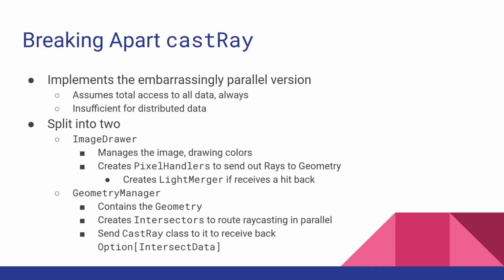Now, these intersectors, we will create 8 to 16 or as many as we want, and we can route the rays being cast to the geometry to them in parallel and concurrently. And the specific methodology we used was a round-robin scheme.